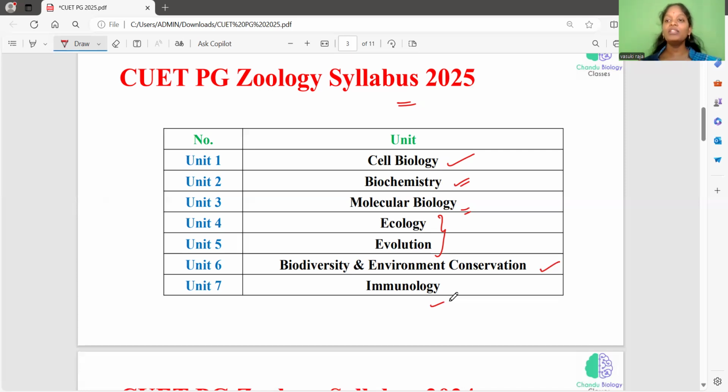And after that, what are all the lymphoid organs, and what is meant by lymphocytes. So these are all the things we are going to discuss in immunology.